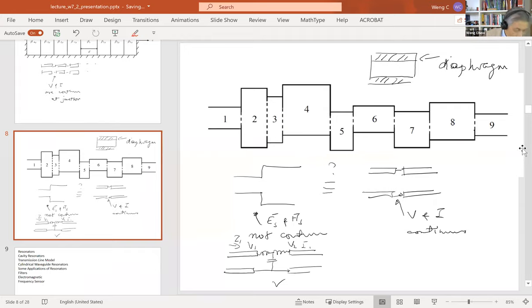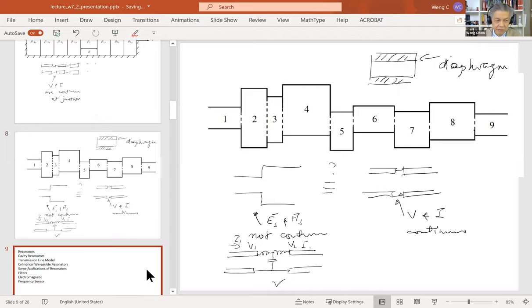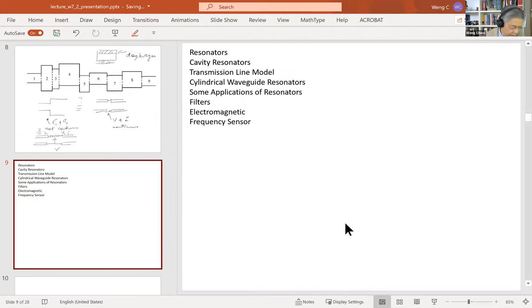Okay, any questions so far? So you can see that transmission lines are very powerful. They can be used to solve a whole slew of problems involving many things that you encounter in microwave engineering. The next thing I'd like to talk about is microwave resonators, or cavity resonators. They are not only used in microwave, they are also used in optics, because even in optics, resonators are very important.